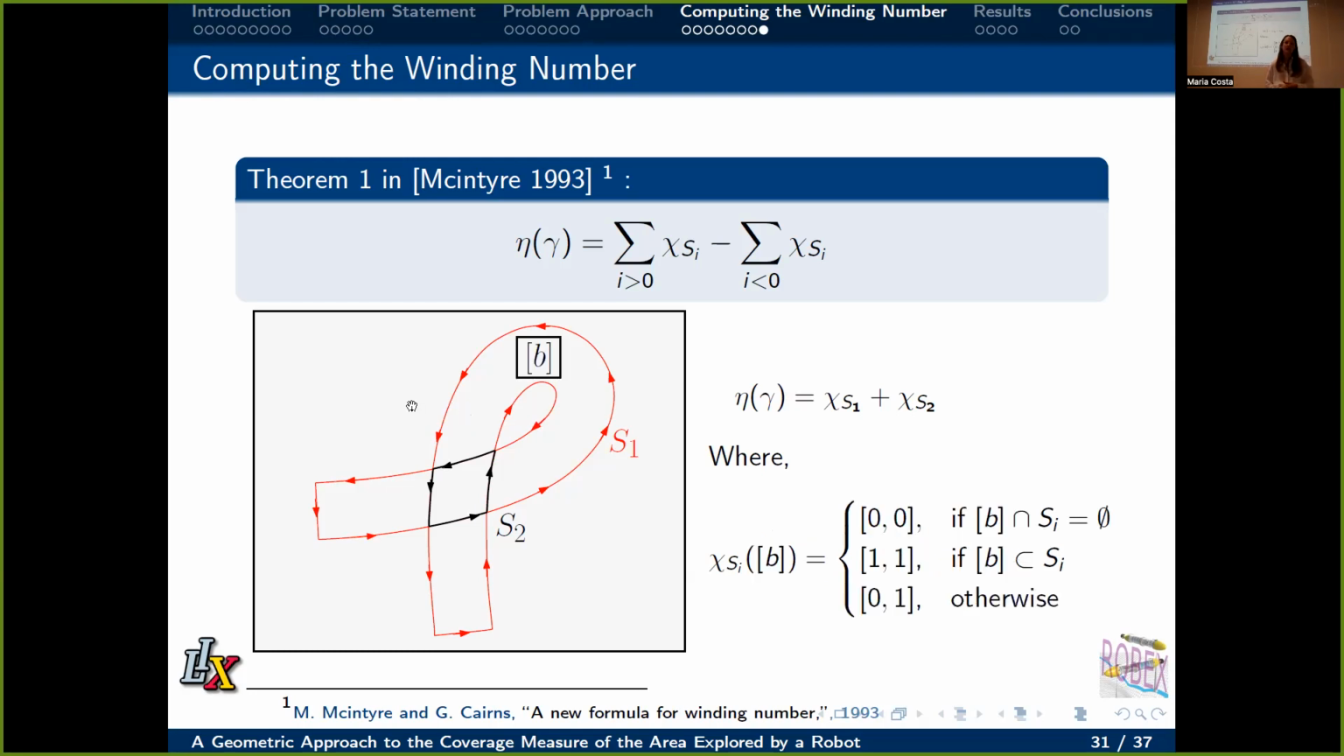Okay, and like I mentioned, we are going to be using interval analysis to characterize the area quickly and efficiently. So we are going to be computing the winding number with respect to boxes. What changes now is that the characteristic function of the set would be the singleton interval 0 if this box doesn't intersect the set, the singleton 1 if this box is a subset of Si, and [0,1] otherwise. So this box here has a winding number of 1, and this box has a winding number that is the interval [0,1].